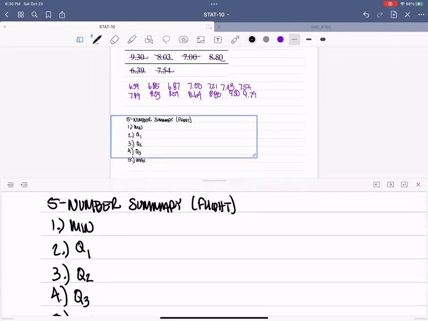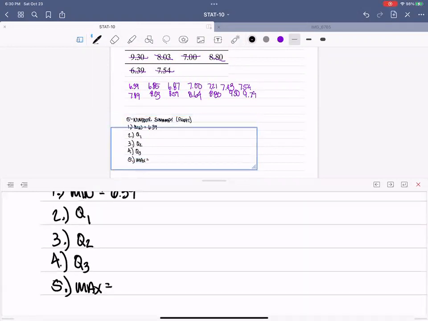So easiest ones to start off with are going to be our minimum and our maximum. Minimum is the smallest one at 6.39. Maximum is the largest one, 9.79.